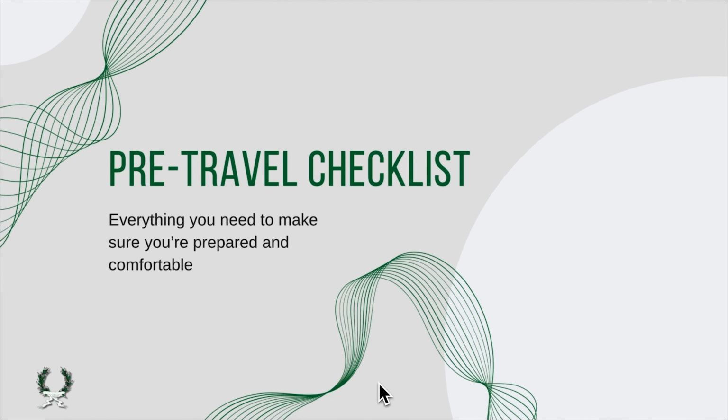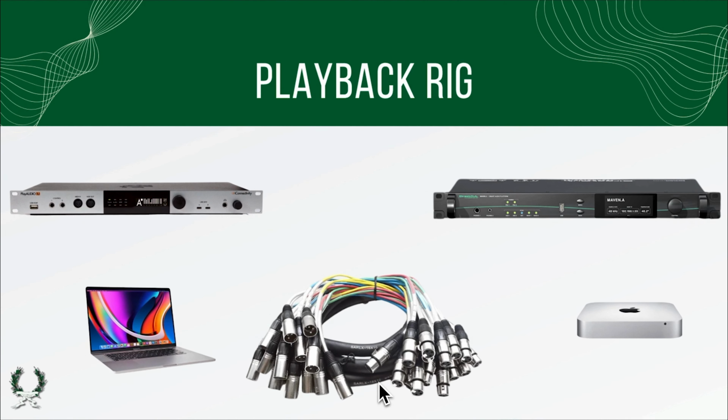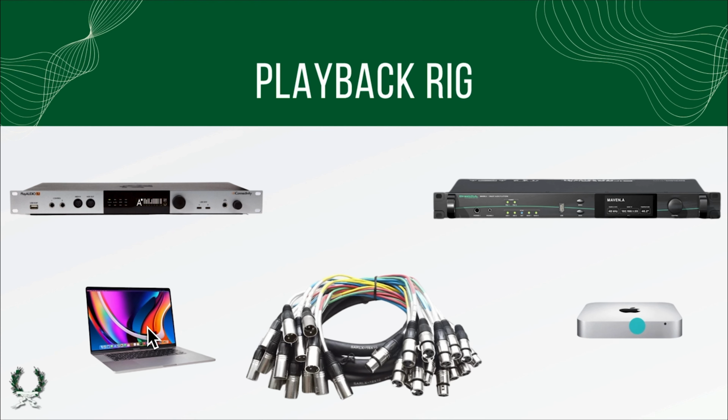All right, let's get into our pre-travel checklist. This is everything you need to make sure you're prepared and comfortable. Really important. So your first is your rig. This is your interface, computer, laptop, Loom if you're using one. Obviously, if you're using a digital interface like this one, you won't have this. But if you have an analog or a hybrid, then you'll have something like this you'll keep with you. This is all stuff that would be in your playback rig.